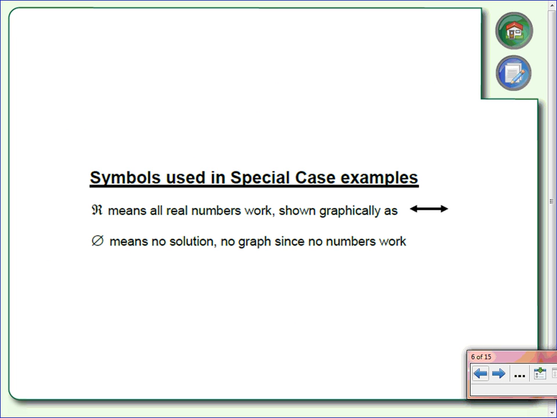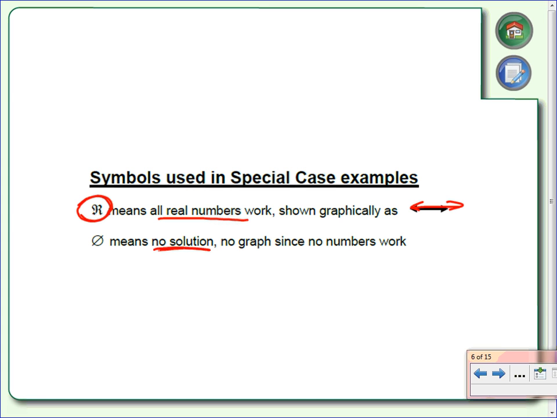Now, there are a couple of special cases that we're going to come across. One of those special cases is all real numbers. The symbol we use for all real numbers is an R. The way we show all real numbers graphically is a line that goes in both directions. When we say all real numbers, we're saying every number on the number line, every positive number and every negative number, which is why we draw the line with two arrows pointing in each direction.